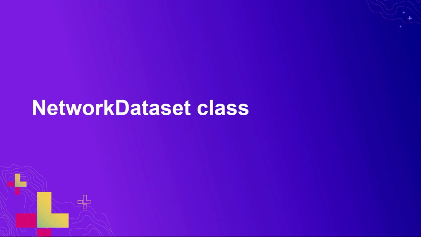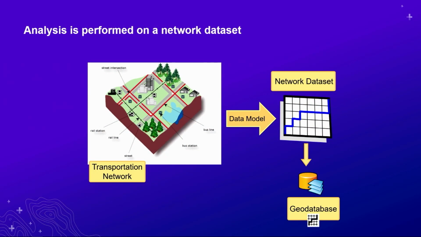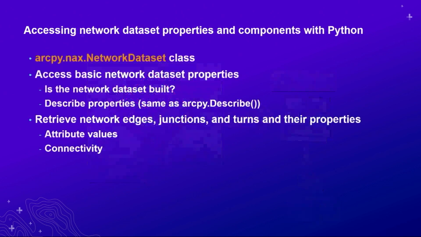Okay, let's transition to talk about the Network Dataset class, which is another class on the arcpy.nax module. So recall from earlier that underlying all network analyst workflows is a network dataset. This is the dataset that includes street features and also attributes describing travel times and distances, restrictions for travel, etc. When you perform an analysis, you have to choose which network you want to use to perform the network analysis calculation. arcpy.nax has a network dataset class that allows you to access the network dataset properties and components. You can get some basic information, such as whether or not the network dataset is currently built.